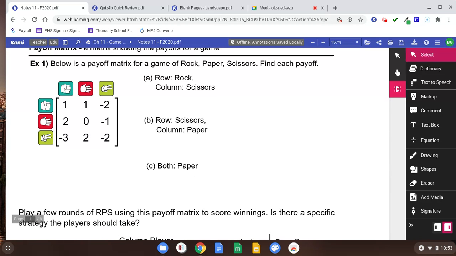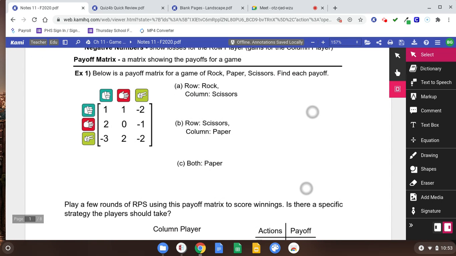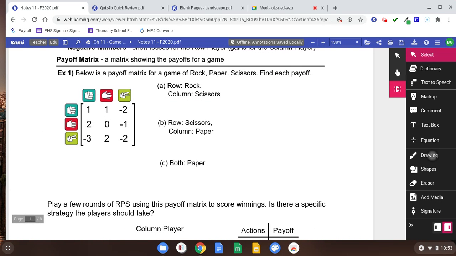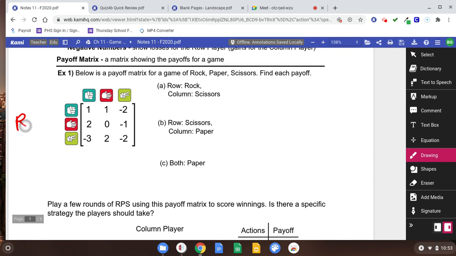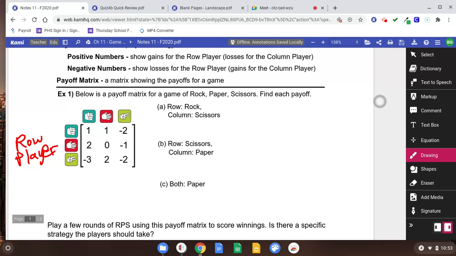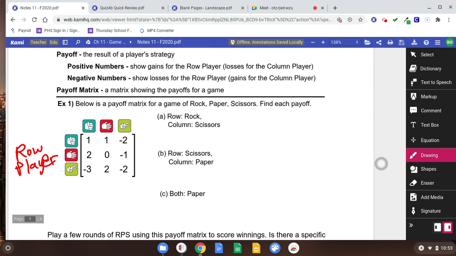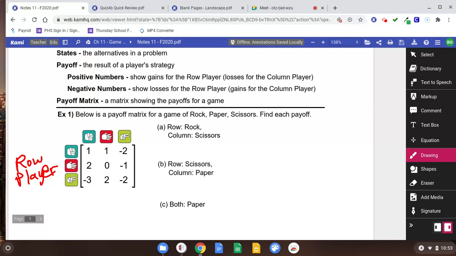Example 1. Below is a payoff matrix for a game of rock, paper, scissors. Find each payoff. Okay, so how this works is you're going to have two players, and sometimes one of them will be called the row player. And the states on this problem, okay, remember states are the alternatives in a problem. The row player can either throw rock, paper, or scissors. So those are the three states for the row player.